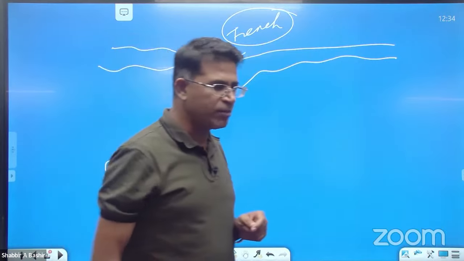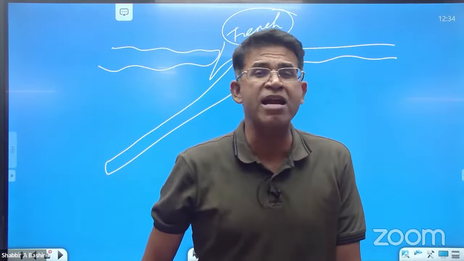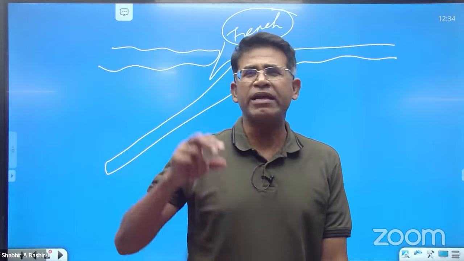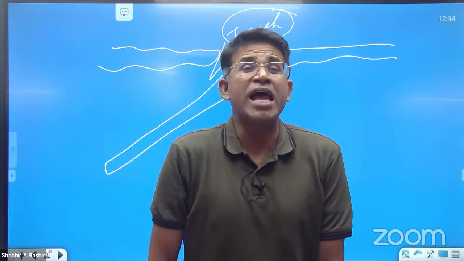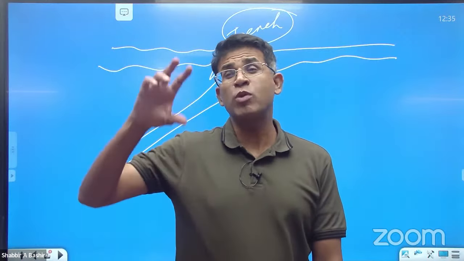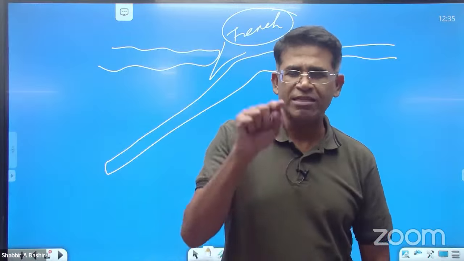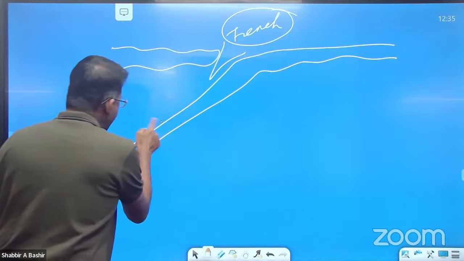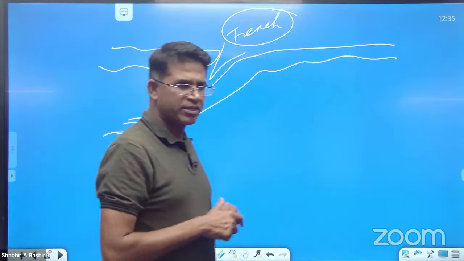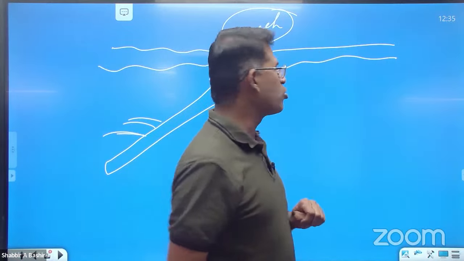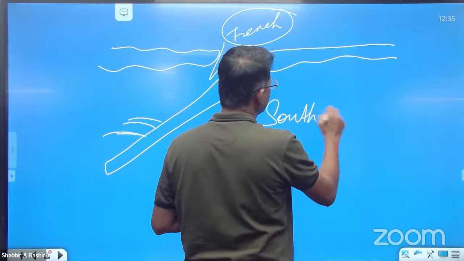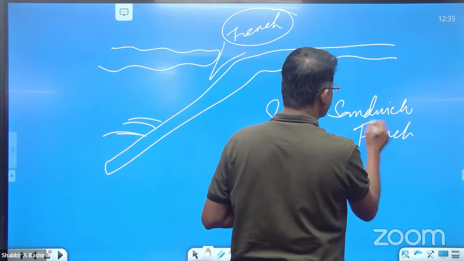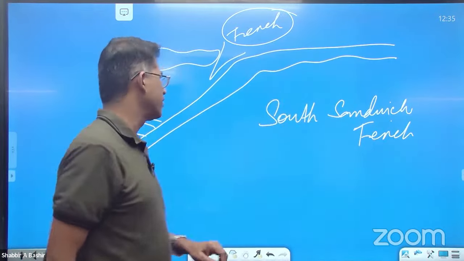If you know about the trench called the Mariana Trench, Mariana Trench is in the Pacific Ocean, and there is a very deep part called the Challenger Deep. The Challenger Deep is 12 kilometers deep. So there are some locations on the Earth where the trenches are very deep, and we can see parts of the mantle. There is a trench in the Southern Atlantic Ocean called the South Sandwich Trench.